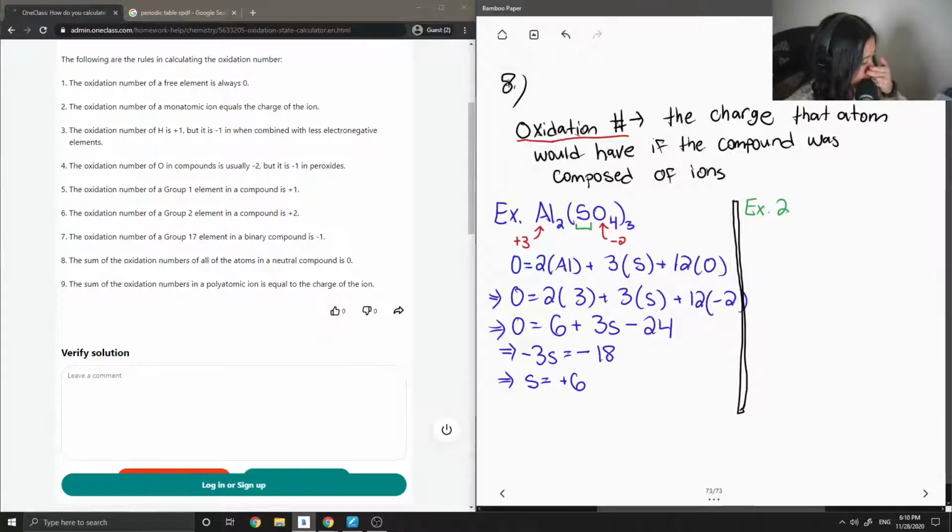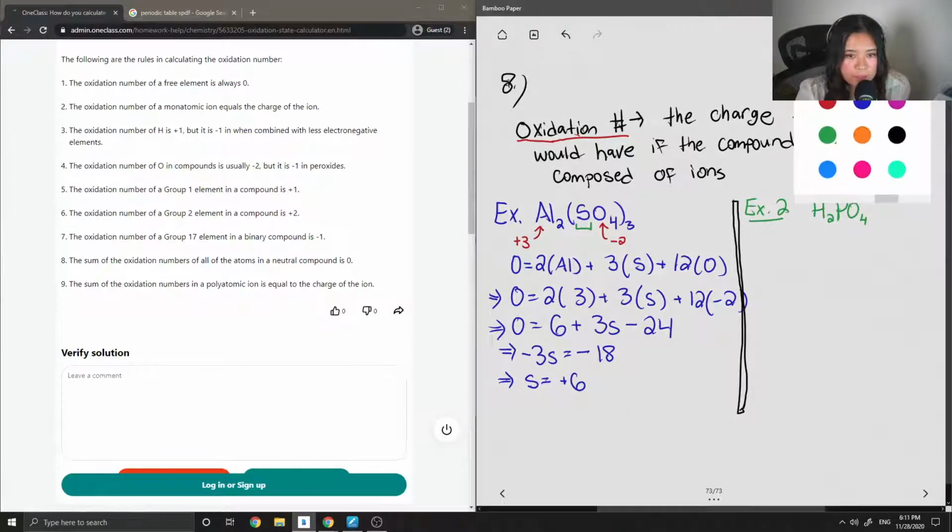So let's pretend that we had a charged compound, like a polyatomic ion. For example, let's say we had H2PO4 minus. And we want to find the oxidation number of the phosphorus.